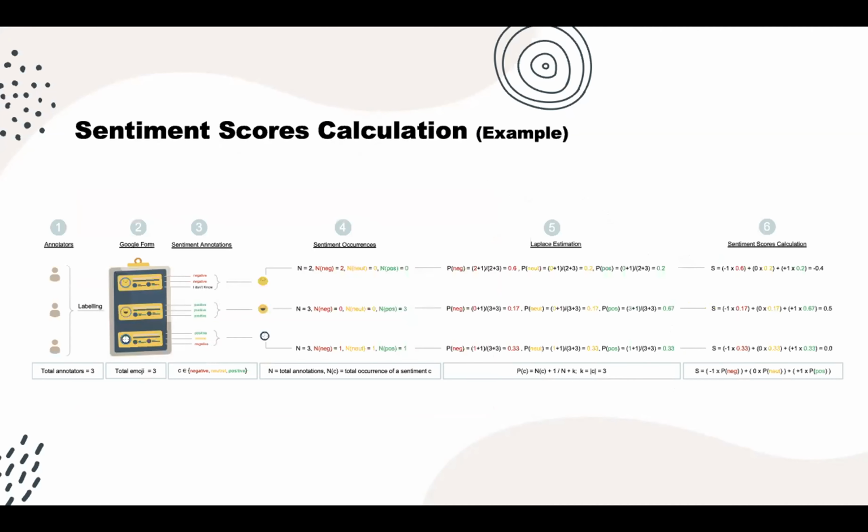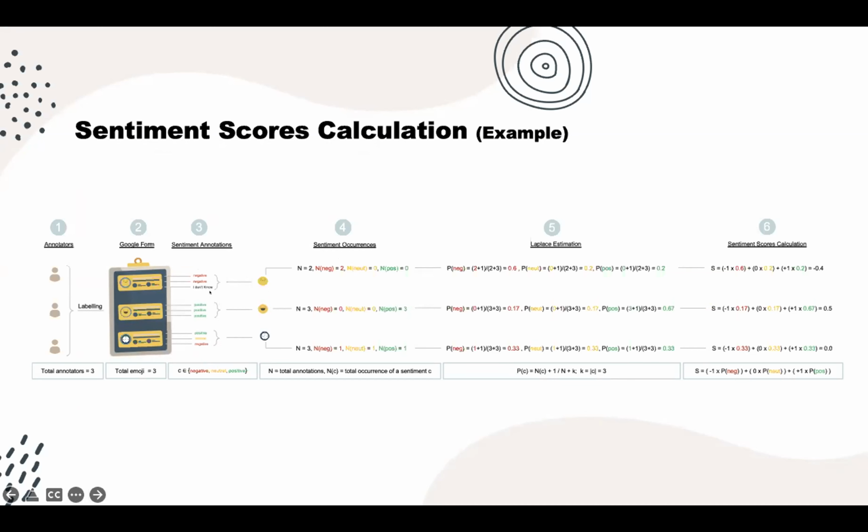Here is a small example. For example, let's assume that we have 3 annotators to annotate 3 emojis, and we get these annotations from them. For the first emoji, let's assume that there are 2 negative annotations and 1 I don't know. So we disregard the I don't know and only consider the sentiment annotations, which are 2, and calculate each sentiment independently. So here we have 2 negatives, 0 neutral and 0 positive.